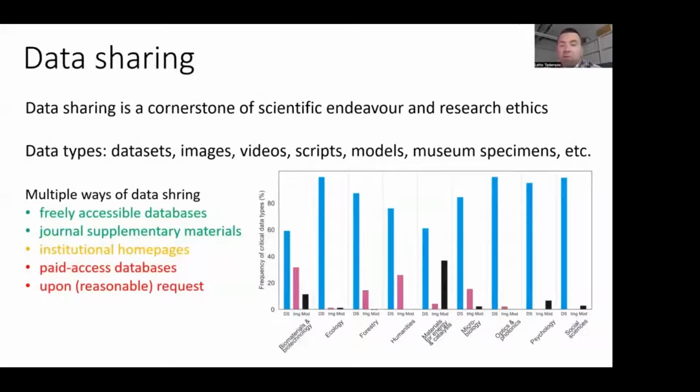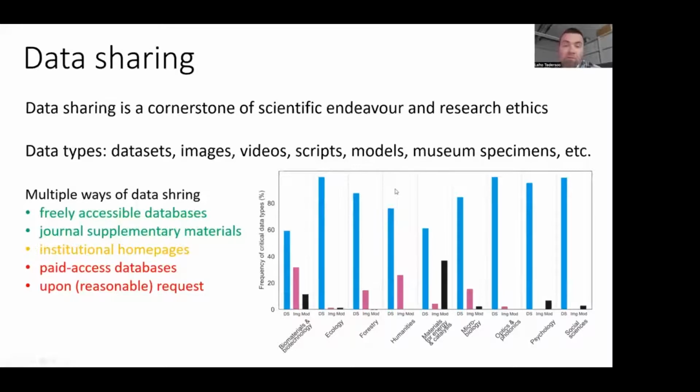There are also multiple ways of data sharing, which have been elaborated in times of publishing. First of all, there are freely accessible databases. Researchers can publish their data in supplementary materials or institutional homepages, but also some data are published in difficult to access commercial databases or are indicated as available upon request.